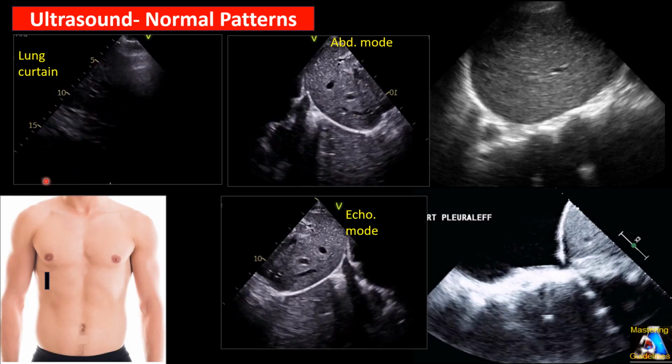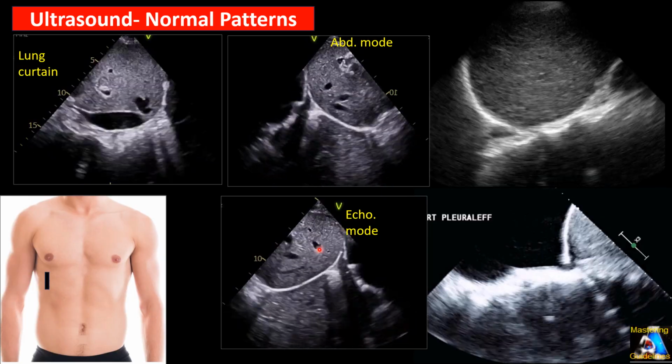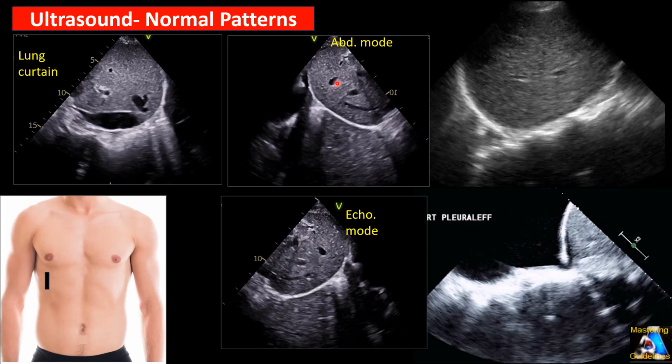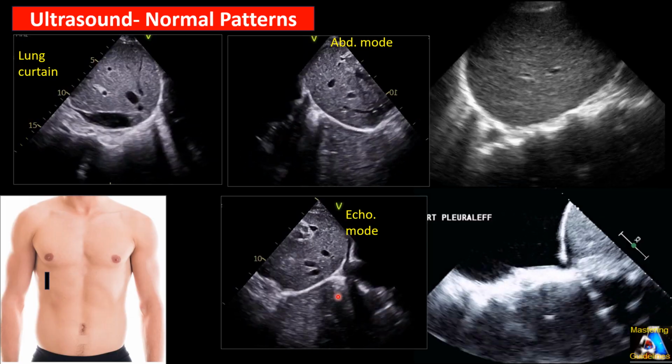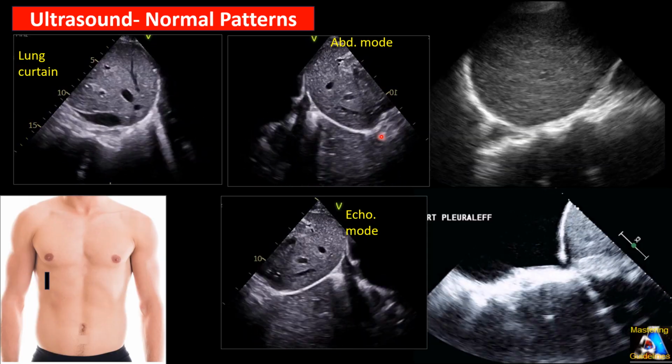Just when you're scanning, know what the orientation of your probe is. The marker should always be toward the head, and know where the marker is on the monitor, or which mode we are scanning. Based on that, you know the orientation of your structures. So the diaphragm is very clear. We can detect it very easily when we see it.